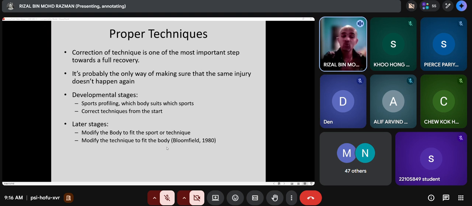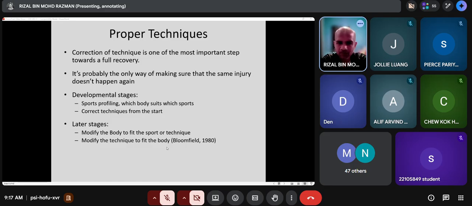So that's why you do profiling. It's not to say certain people cannot play certain sports, but the chances of getting injured will be lower and the chances of success will be higher. So you do profiling. Eastern European countries like East Germany, Romania, the USSR, now no more in existence, they forced people to go into certain sports so that they increase the likelihood of success. So that is at the developmental stage.